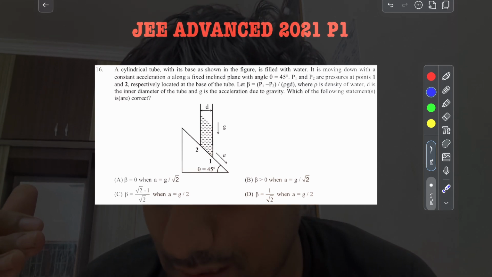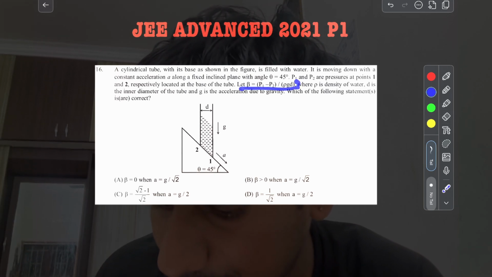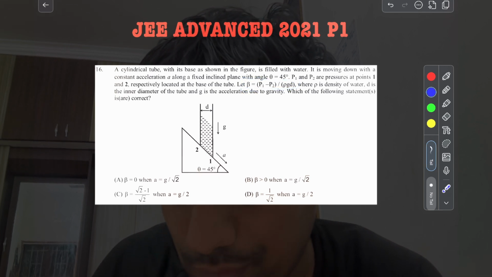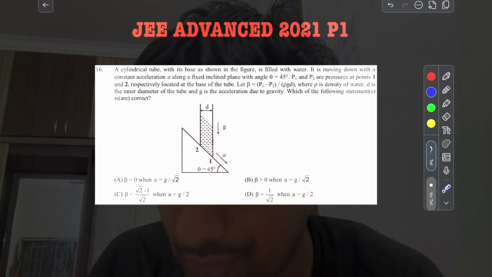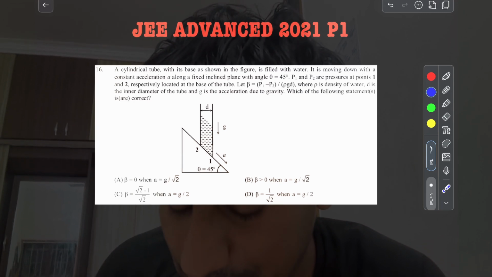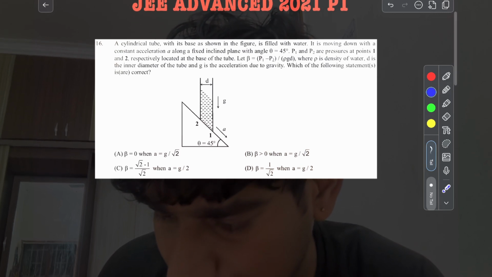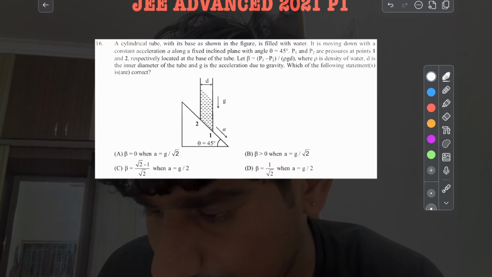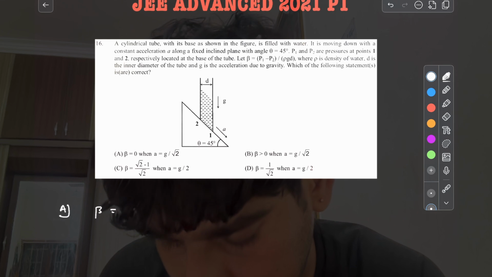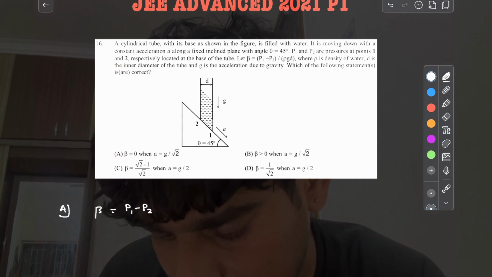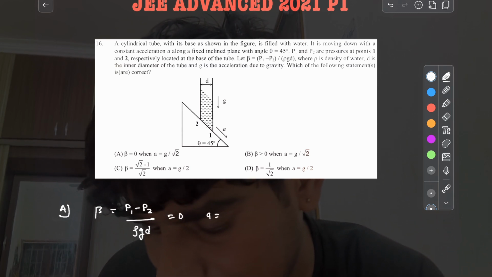Now in the question they are asking for a quantity which is beta. Beta is (P1 minus P2) divided by rho g D, where rho is the density and D is the diameter of this tube. So how much will be beta? It is a multiple correct question, with multiple options. Let us look at the first option. In the first option they have said that beta, which is (P1 minus P2) divided by rho g D, is 0 when a is g by root 2.